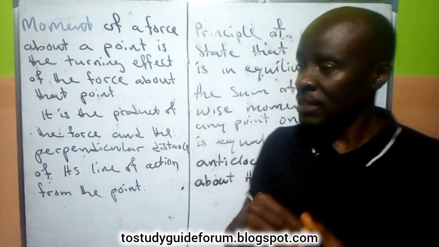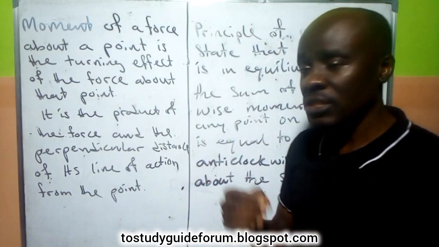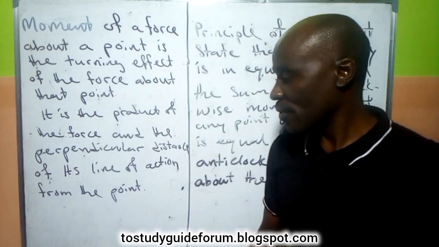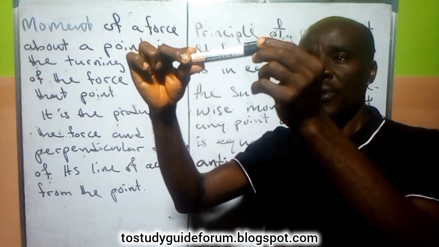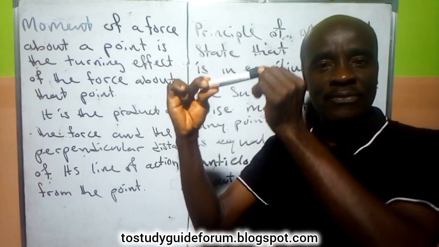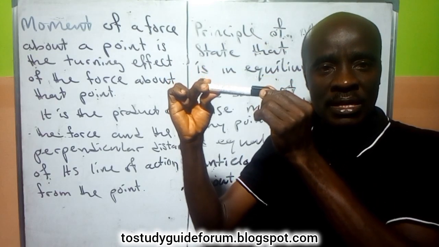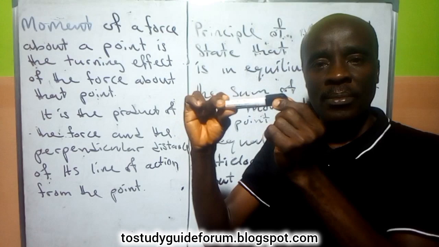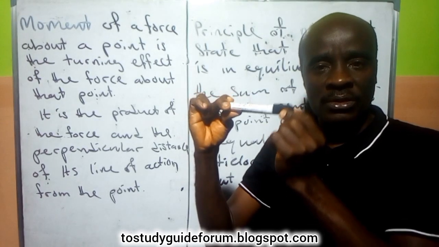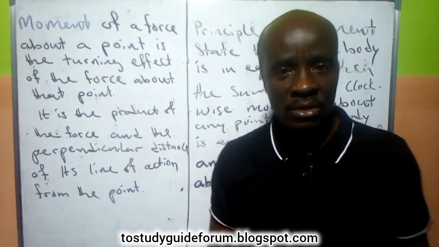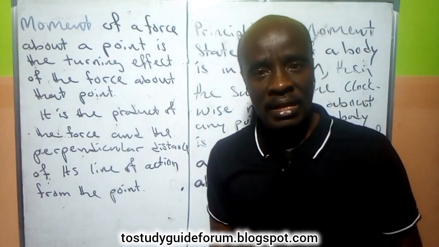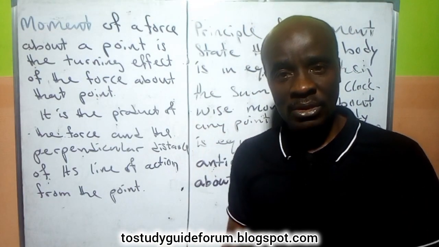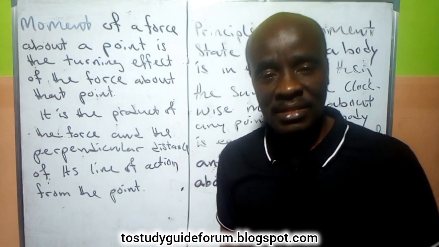That is why we say it is a product of the force and the perpendicular distance of the line of action from that point. For example, a force is applied here, and the force will be pulling it down. As it's pulling it down, we consider the distance from this force. That is how we calculate this moment. It is a product, that is multiplication, of that force and its perpendicular distance.